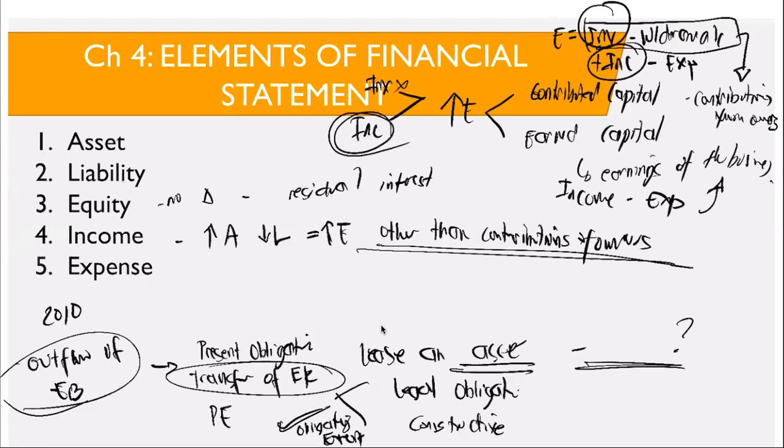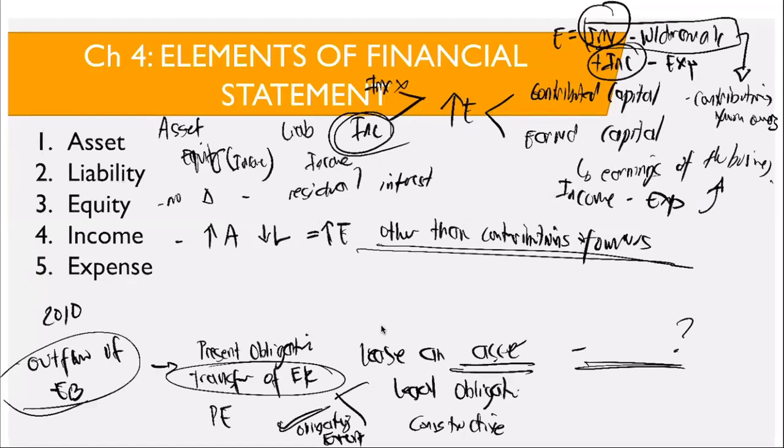That is what the definition of other than contributions of owners means. Take note, it must result in an increase in asset and an increase in equity. So if you make an entry, you debit an asset and you credit an equity. What is that equity account? That is an income account. Or you will decrease a liability and you recognize an income.